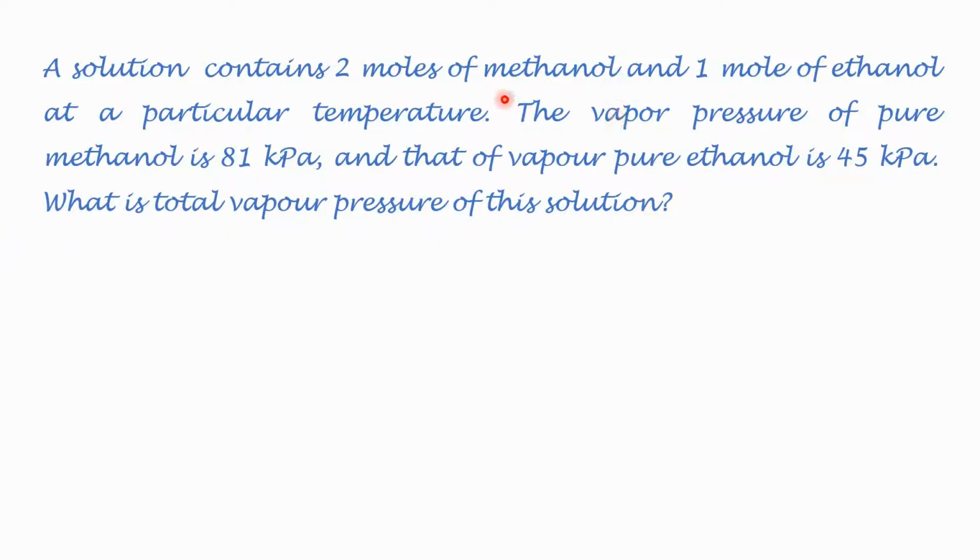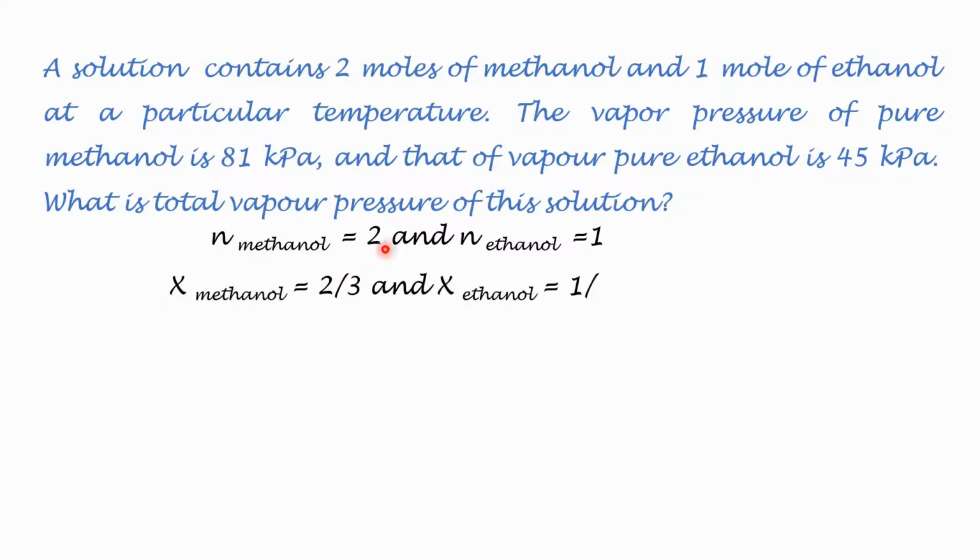Here the two liquids involved are methanol and ethanol. You are given the vapor pressures of the pure components and the number of moles. You can write the name of the compound as a subscript to the symbol. So number of moles of methanol is 2 and number of moles of ethanol is 1. So total number of moles is 3. Mole fraction of methanol will be 2 by 3 and mole fraction of ethanol will be 1 by 3.